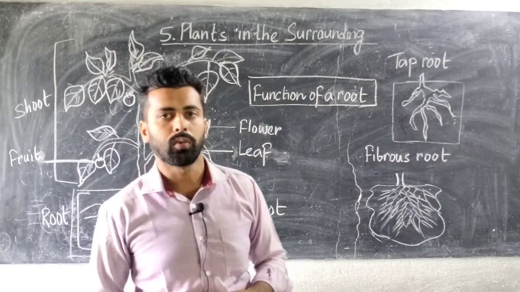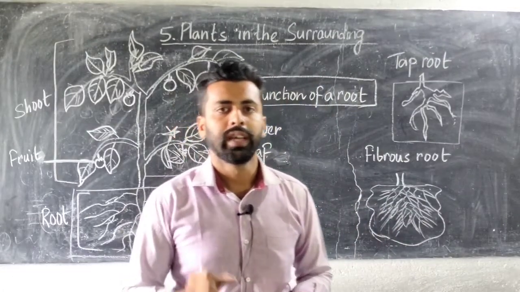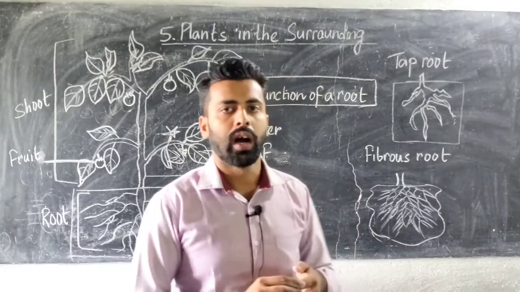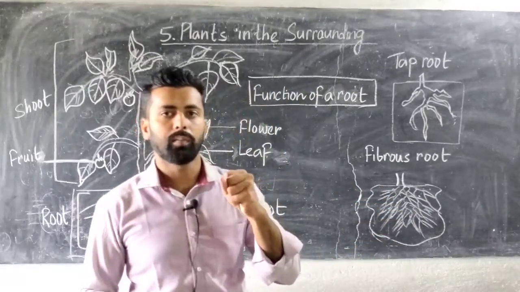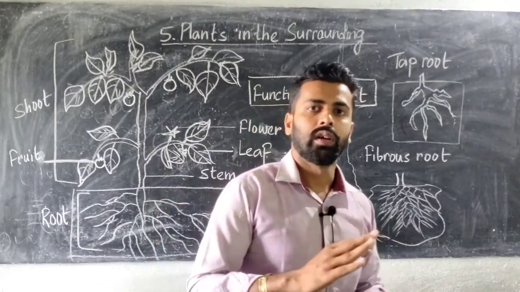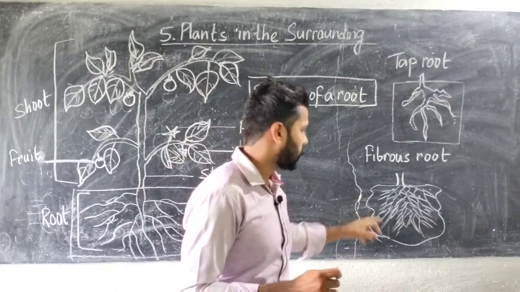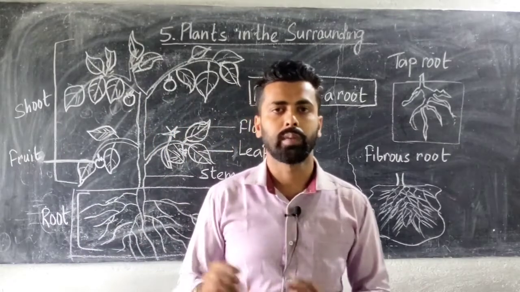So what is the function of a root? Usually, students, the function of a root is that it keeps the plant very strong. It keeps the plant very firm, because roots are below the ground, and the root keeps the plant strong. If the wind comes, the plant will not break or fall down because of the root. So the root keeps them very strong, and the root also provides them water and minerals.